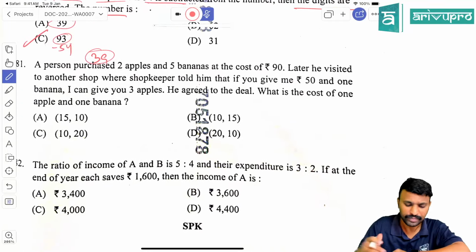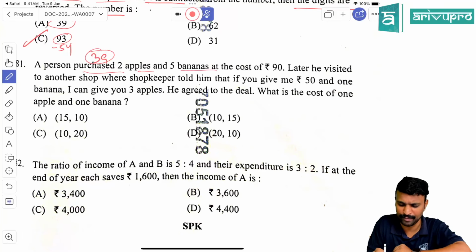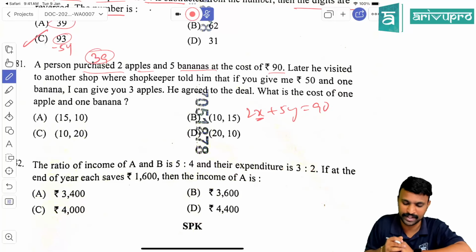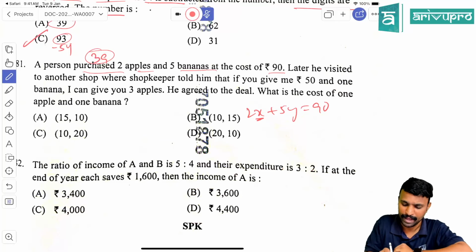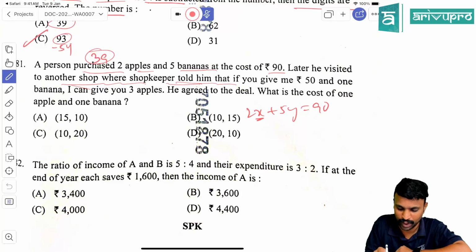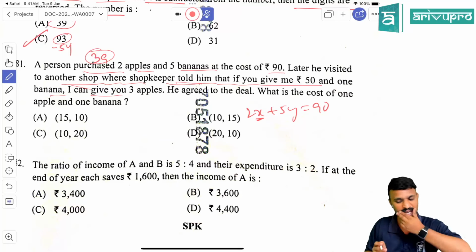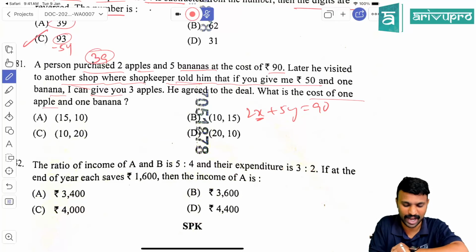Next question. A person purchased 2 apples and 5 bananas for 90 rupees. So 2x plus 5y is equal to 90, where x is the price of each apple and y is the price of each banana. He visited another shop where the shopkeeper told him that if you give me 50 rupees and 1 banana, I can give you 3 apples. He agreed to the deal. What is the cost of 1 apple and 1 banana?